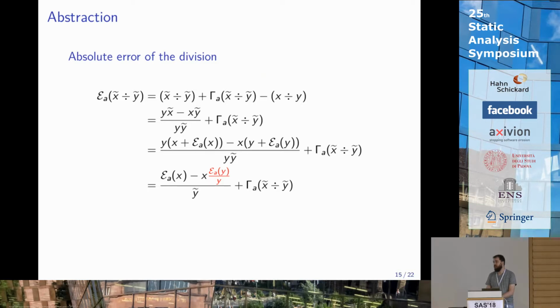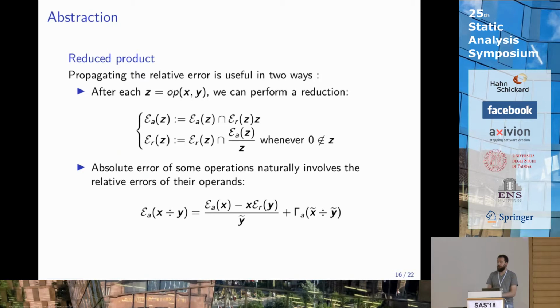which is interesting because in the concrete world, it is equivalent to the relative error of y. And it's another way to use the relative error to improve absolute error bounds. Let's talk about that. We have 2 ways to use the relative error. The first one is to make a simple reduction after each operation. And the second one is to improve the semantics using the relative error in the expression of an absolute error, like for the division, for example. Okay, if I'm too quick, you can ask questions.